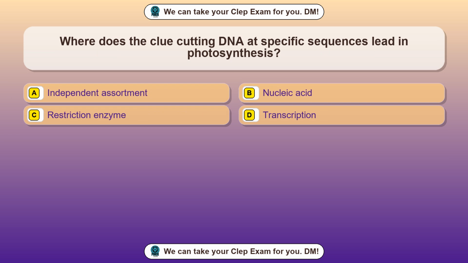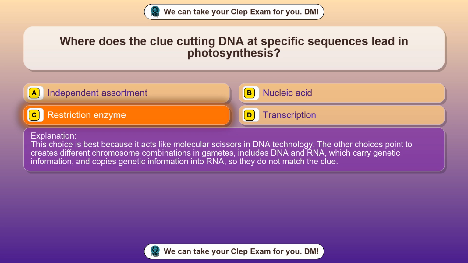Question 93. Where does the clue cutting DNA at specific sequences lead in photosynthesis? Option A, independent assortment. Option B, nucleic acid. Option C, restriction enzyme. Option D, transcription. The correct answer is option C, restriction enzyme.